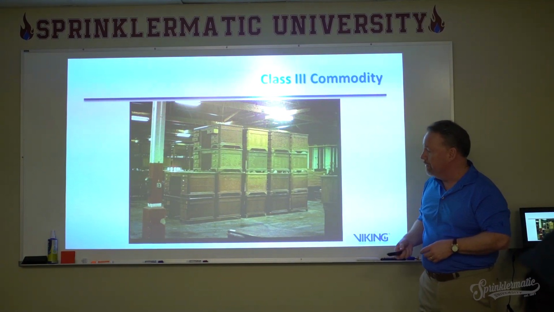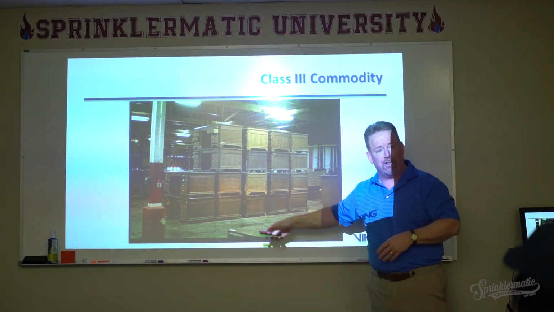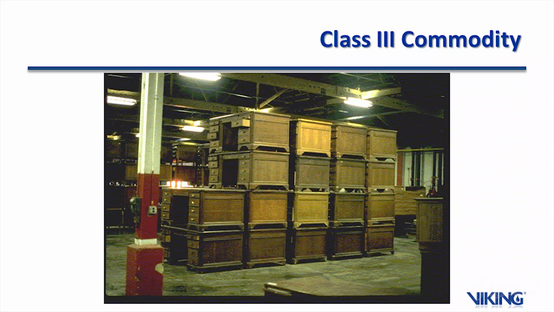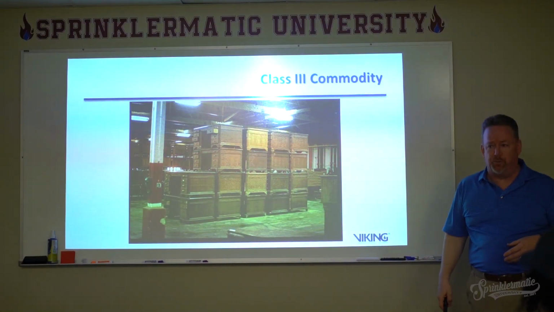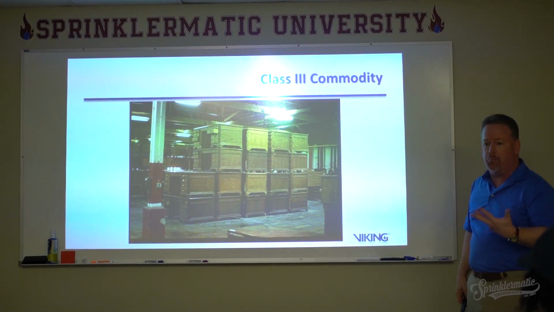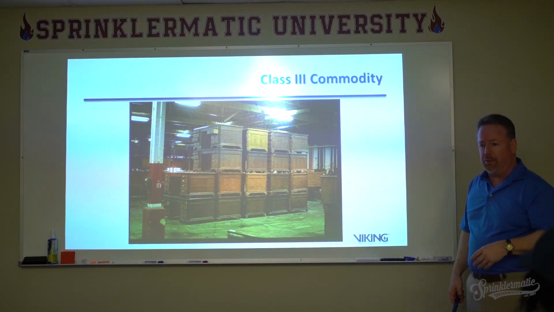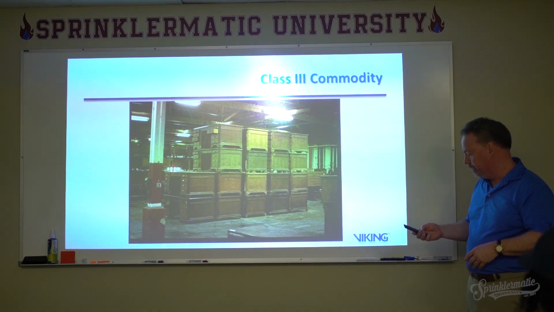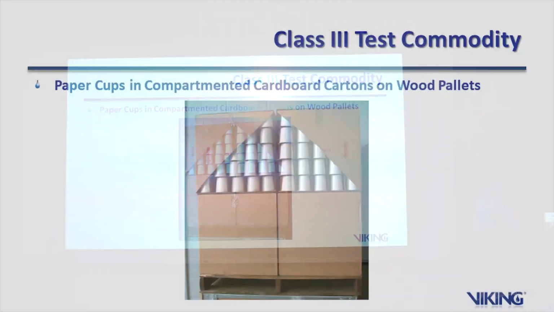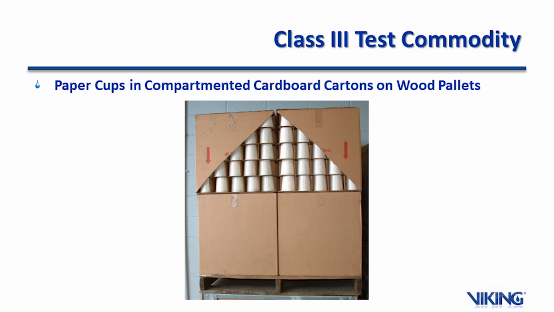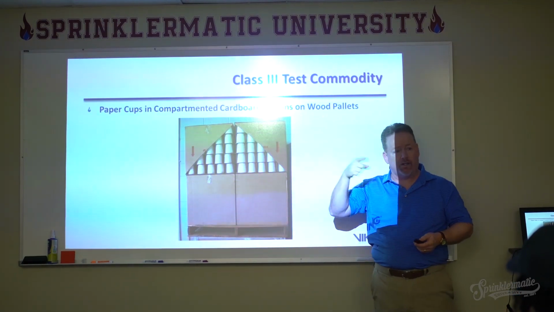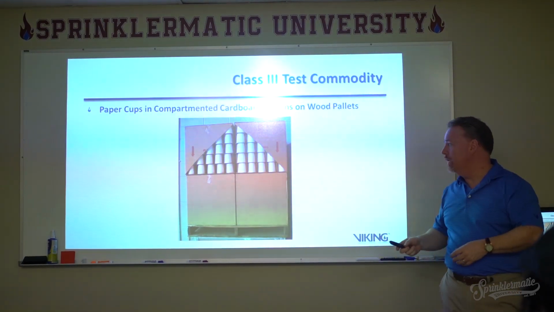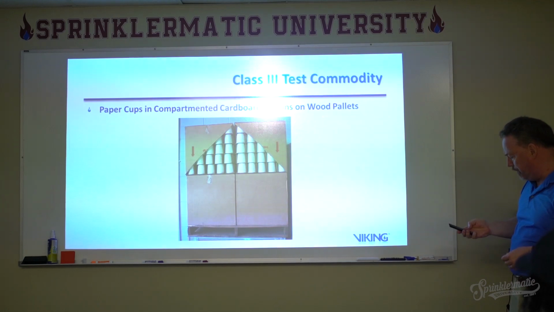All right, so here we go. That's a little bit better. Class 3 commodity, it's combustible. And it's just, on its face, combustible wood desks stored on top of each other, no pallets involved, but no plastics involved either. The test commodity here was paper cups in compartmented cardboard cartons on wood pallets. So paper cups in a compartment in a single cardboard carton, single wall cardboard carton.